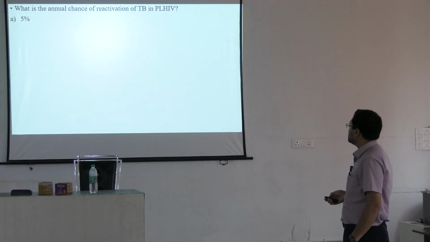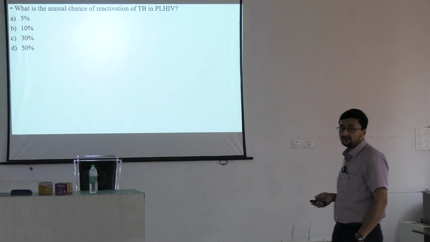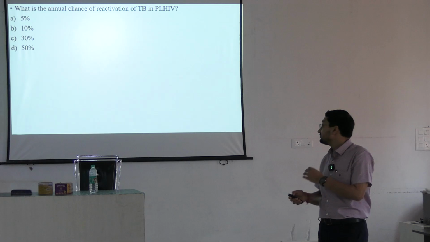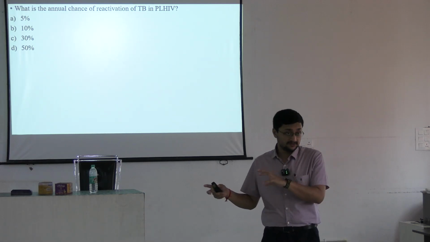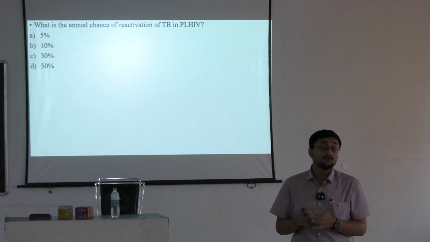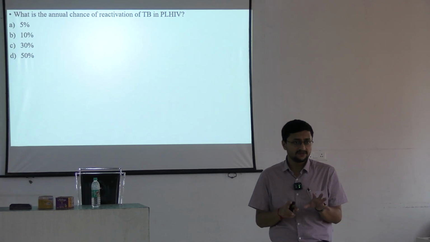So what is the annual chance of reactivation of tuberculosis in people living with HIV? Is it 5%, 10%, 30% or 50%? So annual chance of reactivation of TB in non-HIV patients. So what is the rate? What is the annual chance in non-HIV patient? It's less than 5%, right?